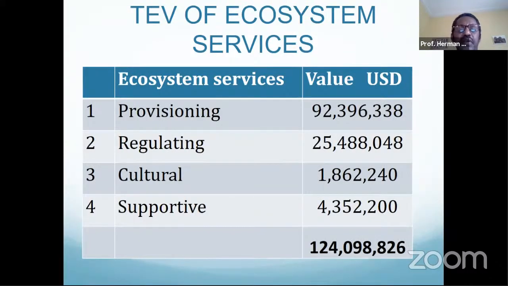Now, maybe the most important thing here, which I summarized in one slide, was looking at estimates of total economic values. Here we have provisioning, 92 million; regulating, 25; cultural, 1.8; and supporting, 14; all together about 124 million. I have a hunch that if more professional surveys are done, the regulating services may be a little bit more than the current estimate.